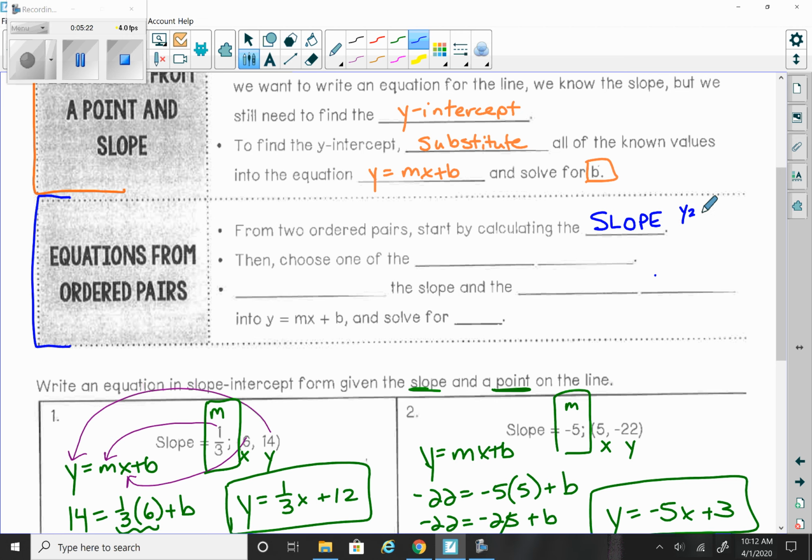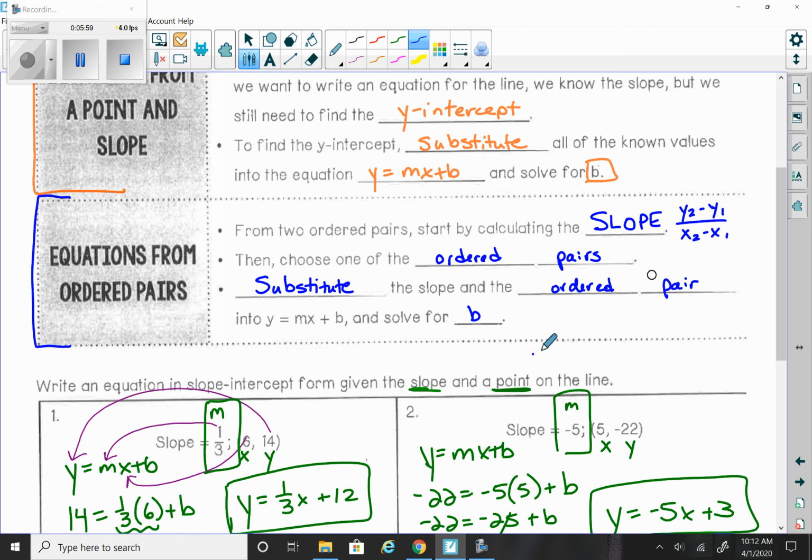Let's write it down. y2 minus y1 over x2 minus x1. So we're going to use that slope formula. Plug the 2 points into the slope formula. Then choose one of the ordered pairs. And then you're going to, just like the last time, substitute the slope and the ordered pair into y equals mx plus b and solve for b.